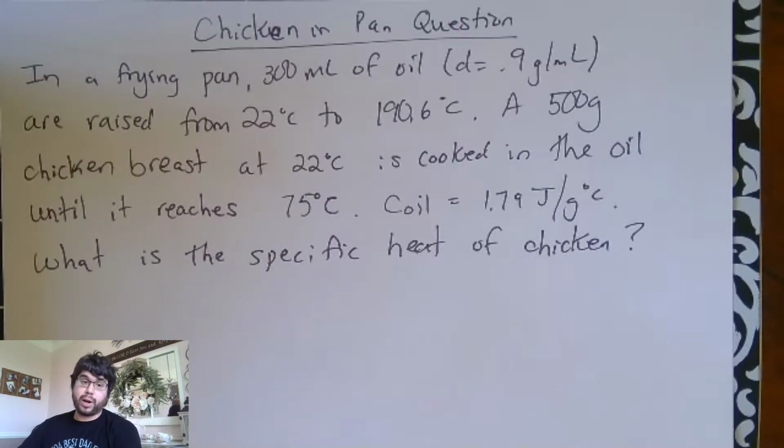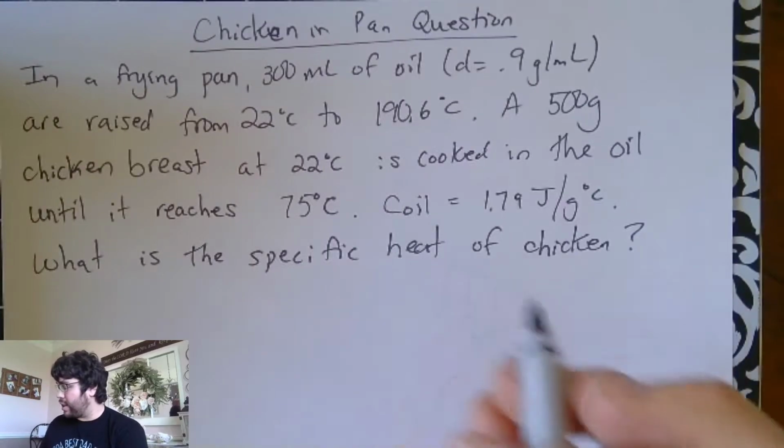So in this question, we are asked basically to find that constant called the specific heat, which tells us how much energy it takes in joules to raise 1 gram of a substance by 1 degree Celsius. That's the specific heat. Let me draw a picture of what this essentially looks like.